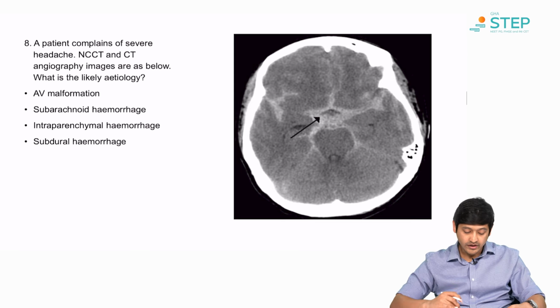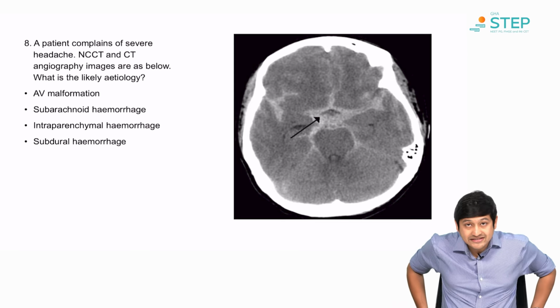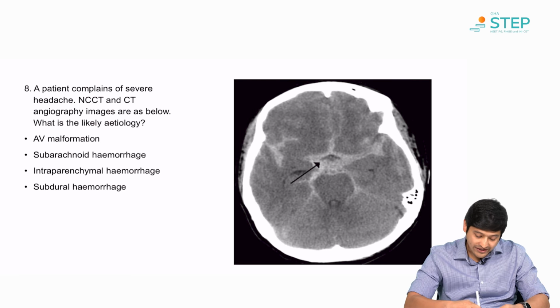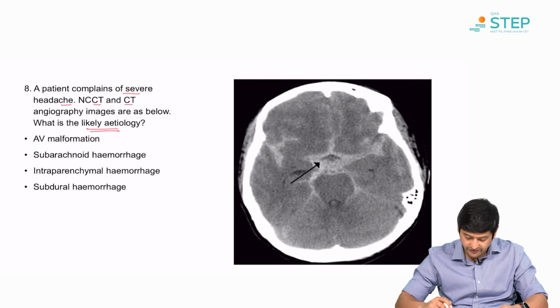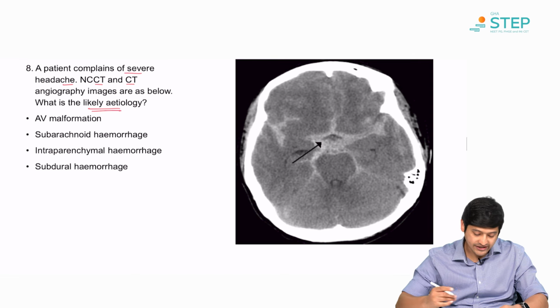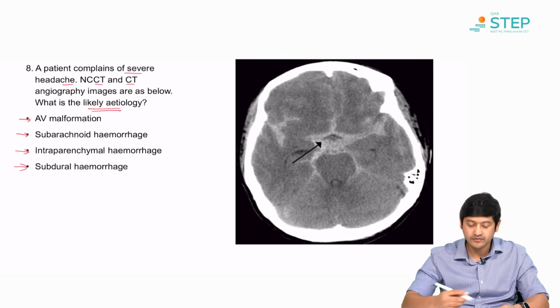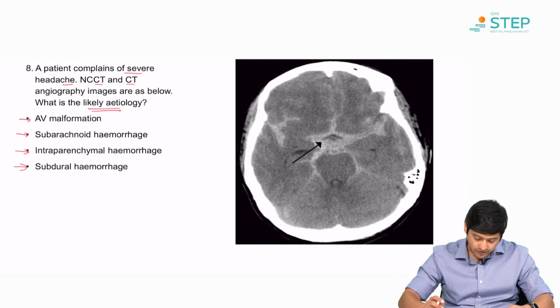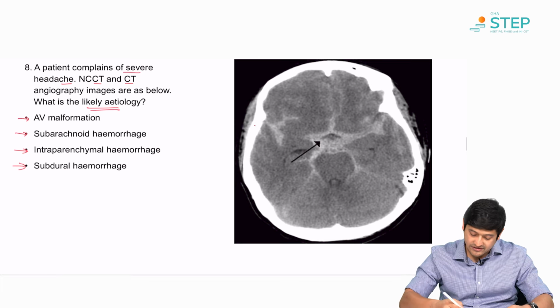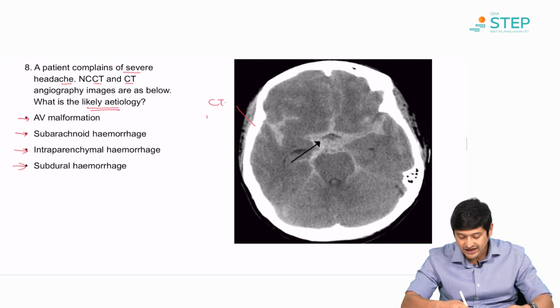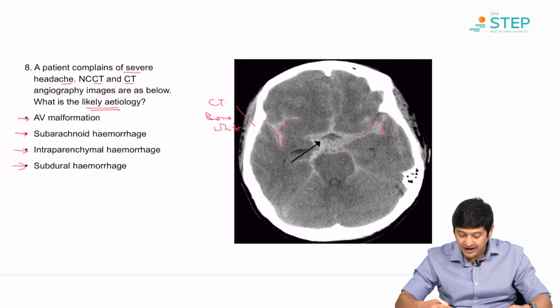All right. When you're looking at the CT image given to you, you've been asked to identify the likely etiology. The patient had severe headache, NCCT and CT angiography images may be shown. I've given you a plain CT image. Are you looking at an AV malformation, a subarachnoid hemorrhage, an intraparenchymal hemorrhage, or a subdural hemorrhage? So to understand this, you will understand first this is a CT image because the bone is hyperdense. The bone is white or bright. You can see that there is similar hyperdense content in the subarachnoid spaces.